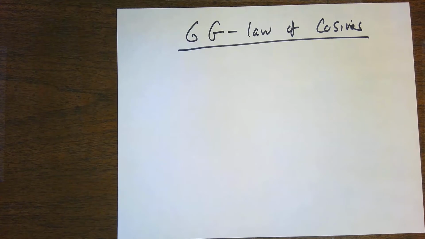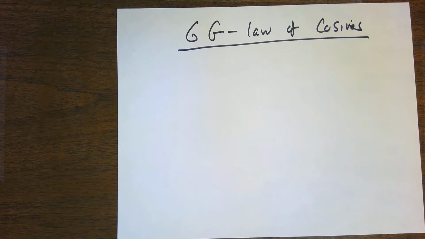We already know the basic ones: sine, opposite over hypotenuse; cosine, adjacent over hypotenuse; tangent, opposite over adjacent. But those trigonometric identities only work in right triangles. Well, what if we have a triangle that is not a nice, well-behaved right triangle? How do we deal with it? Well, there's two different ways: law of cosines and law of sines.